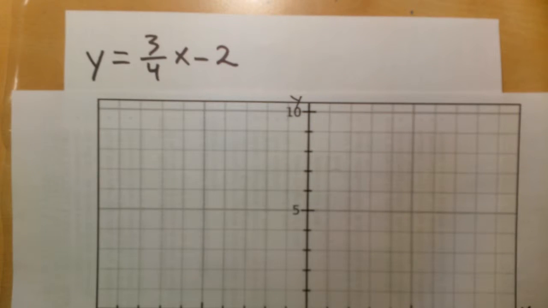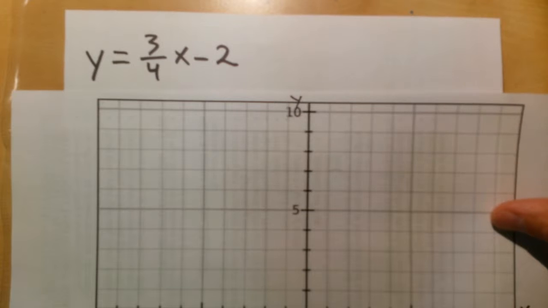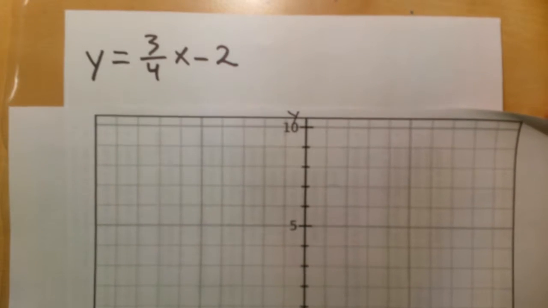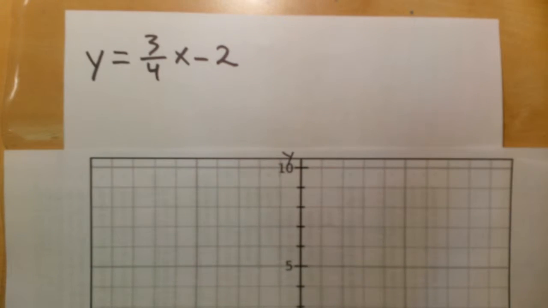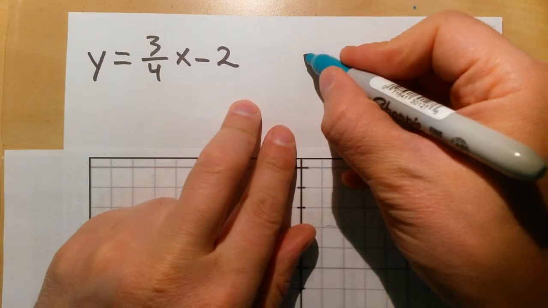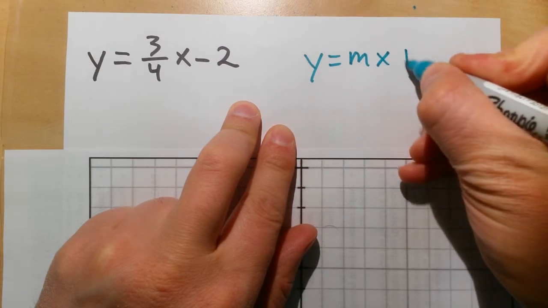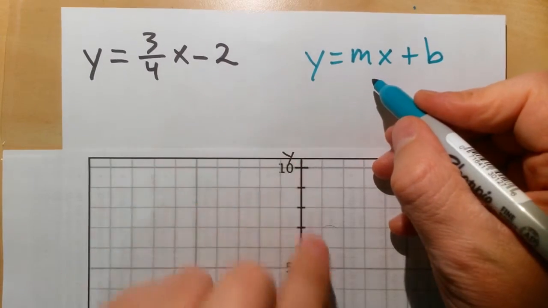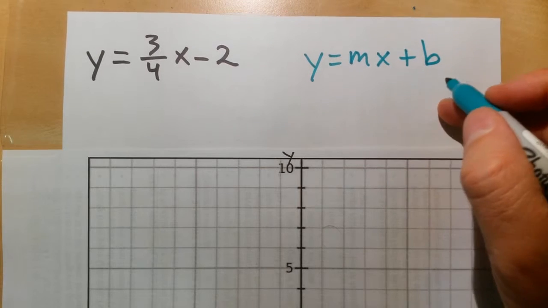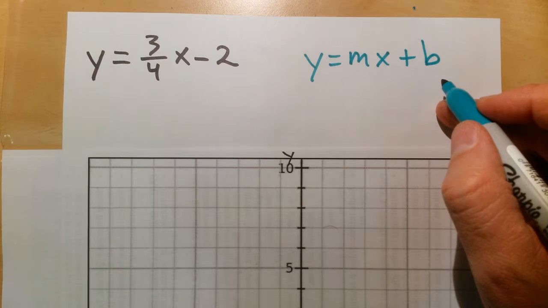We are given the equation of a line and we are asked to graph this line. Well, when we look at this equation, the first thing we realize is that it is in the slope y-intercept form of the line, right? In other words, it's in the form of y equals mx plus b, meaning that m is the slope and b represents the y-intercept.